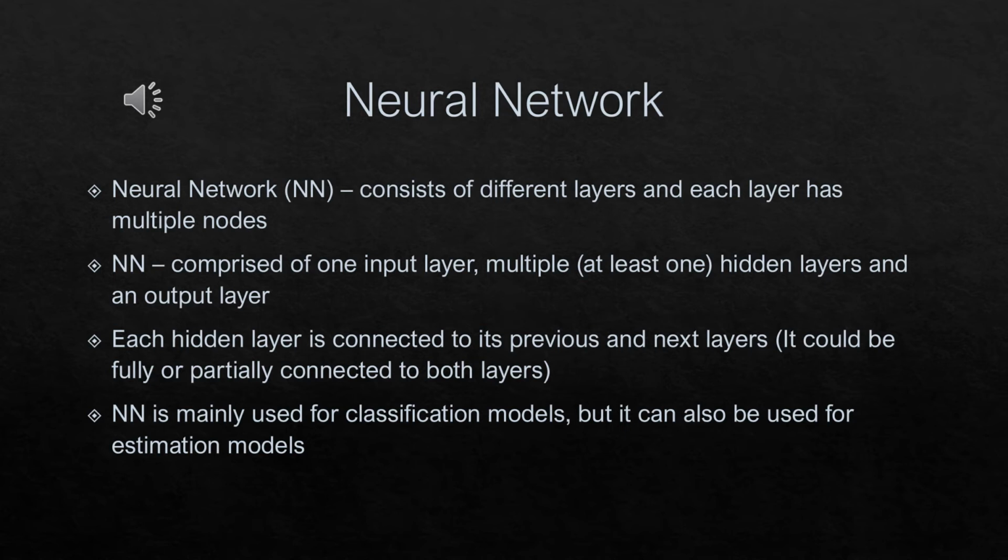Now basically neural network is used for classification models, but it can also be used to build estimation models. The difference comes at the end of the neural network, which is in the output layer. So the output layer can be used for classification or estimation.